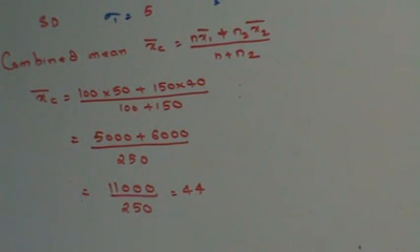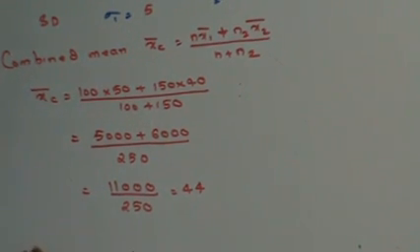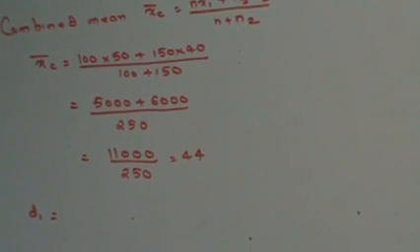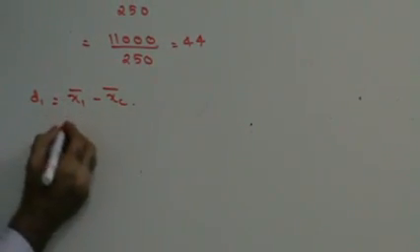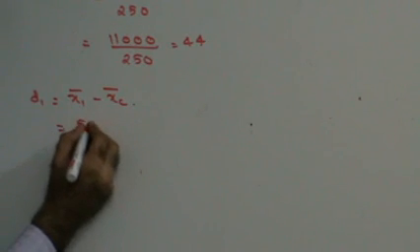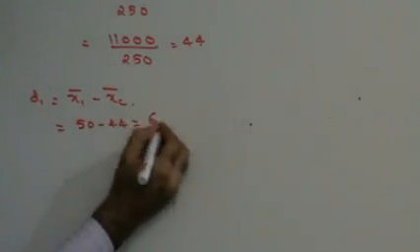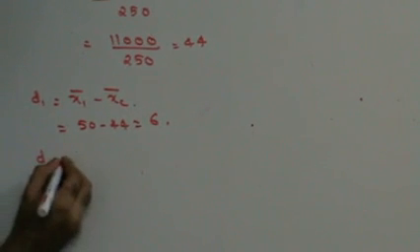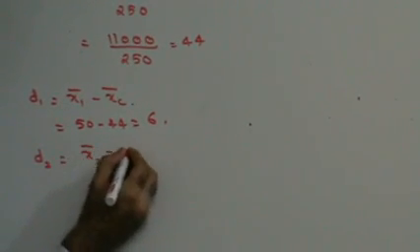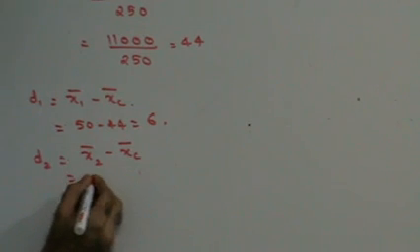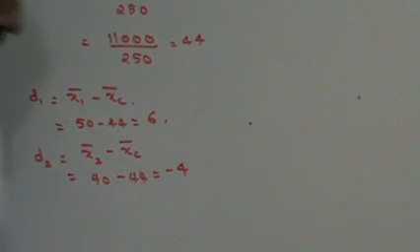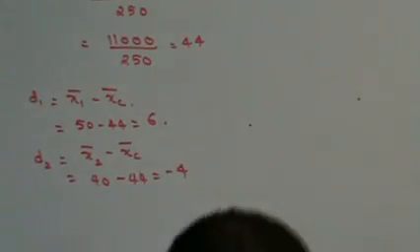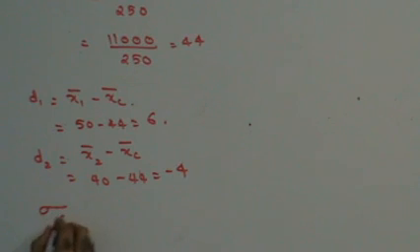Once you found out combined mean, the next thing that you have to find out is deviation 1. How do I find out deviation? Deviation is nothing but x minus xc. Deviation is x1 minus xc. So x1 is 50 minus 44, that is 6. Then you find out deviation 2, which is x2 minus xc. x2 is 40 minus 44, which is minus 4. Once you have this, then you can find out combined standard deviation.